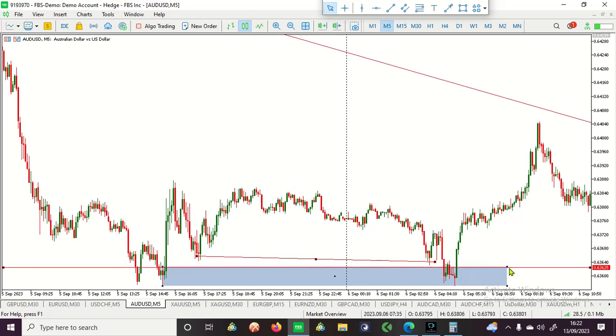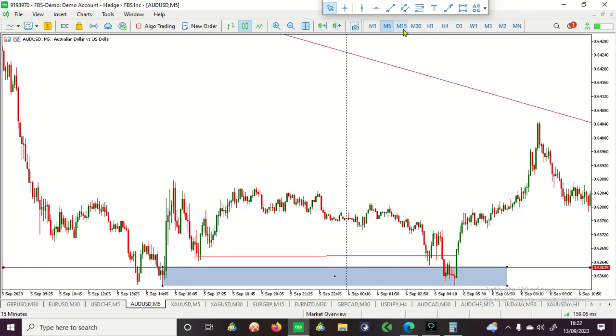On top of this is our entry, and our stop loss will be below this zone. So this is a liquidity. Here you can see this zone is a liquidity.